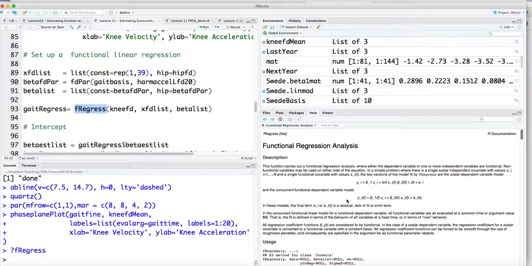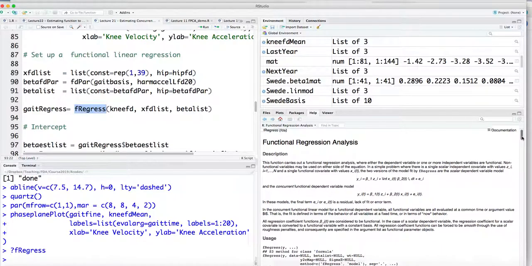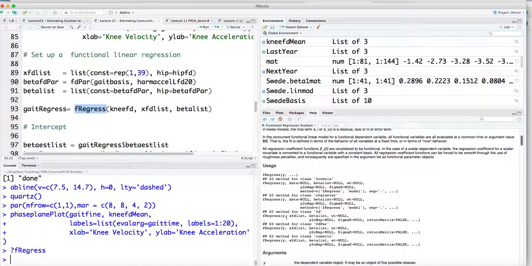You can see here, this model is for the scalar to function linear models, or the concurrent functional linear models. The first argument is the y, the second argument is the x. So our y is the knee FD, and the x is the hip angles, and you also need to tell what basis function you use for the beta, for the coefficients.